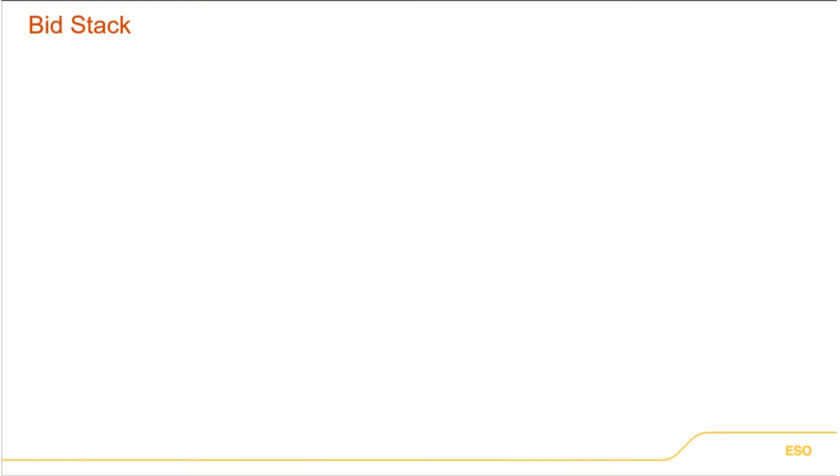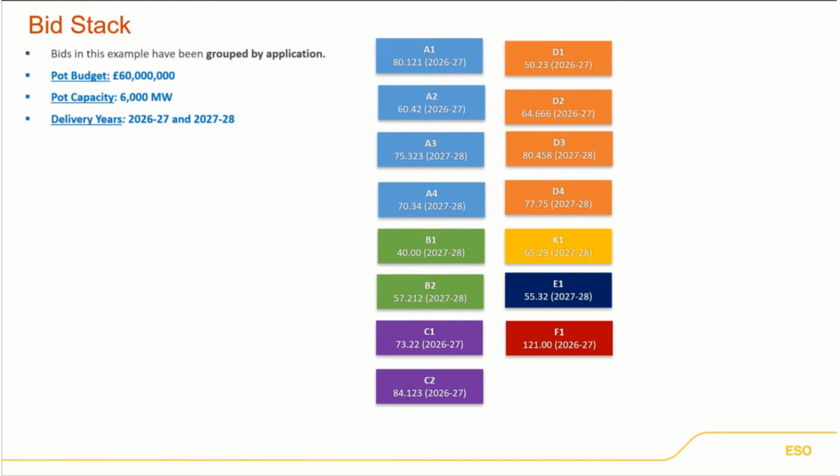Starting with the bid stack, which are all the sealed bids that have been submitted. Bids in this example have been grouped by application, with the colour of the boxes denoting the same application, and for simplicity only shows the strike price and the delivery year. In this example, the monetary pot budget will be 60 million. The pot capacity is 6,000 megawatts, and the delivery years used in this example are 2026-27 and 2027-28.